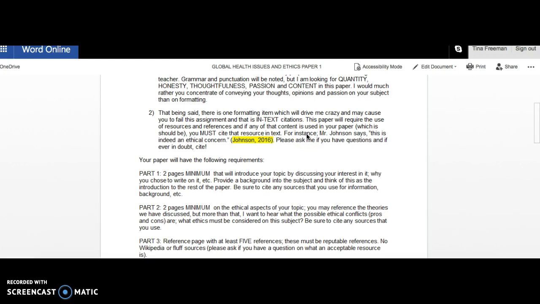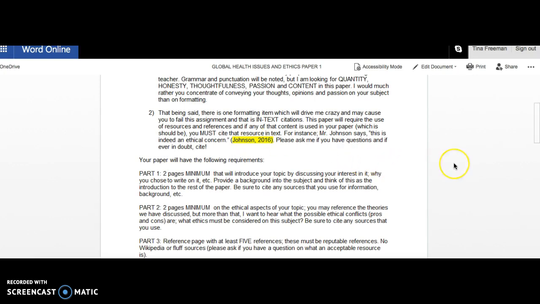So I gave a little example here. So if you're saying, studies have shown, or Mr. Johnson said, you need to cite that within your text. That is going to be the biggest place where you will lose points, other than not supplying enough content to your paper. But this is where I turn into a huge stickler. If you don't cite your resources within text, it could be misconstrued as plagiarism. We don't want to raise that red flag. We don't want that to ever be a question. So if you're ever in doubt whether you should cite a source, just cite it. There's no such thing as too much citations, in my opinion.